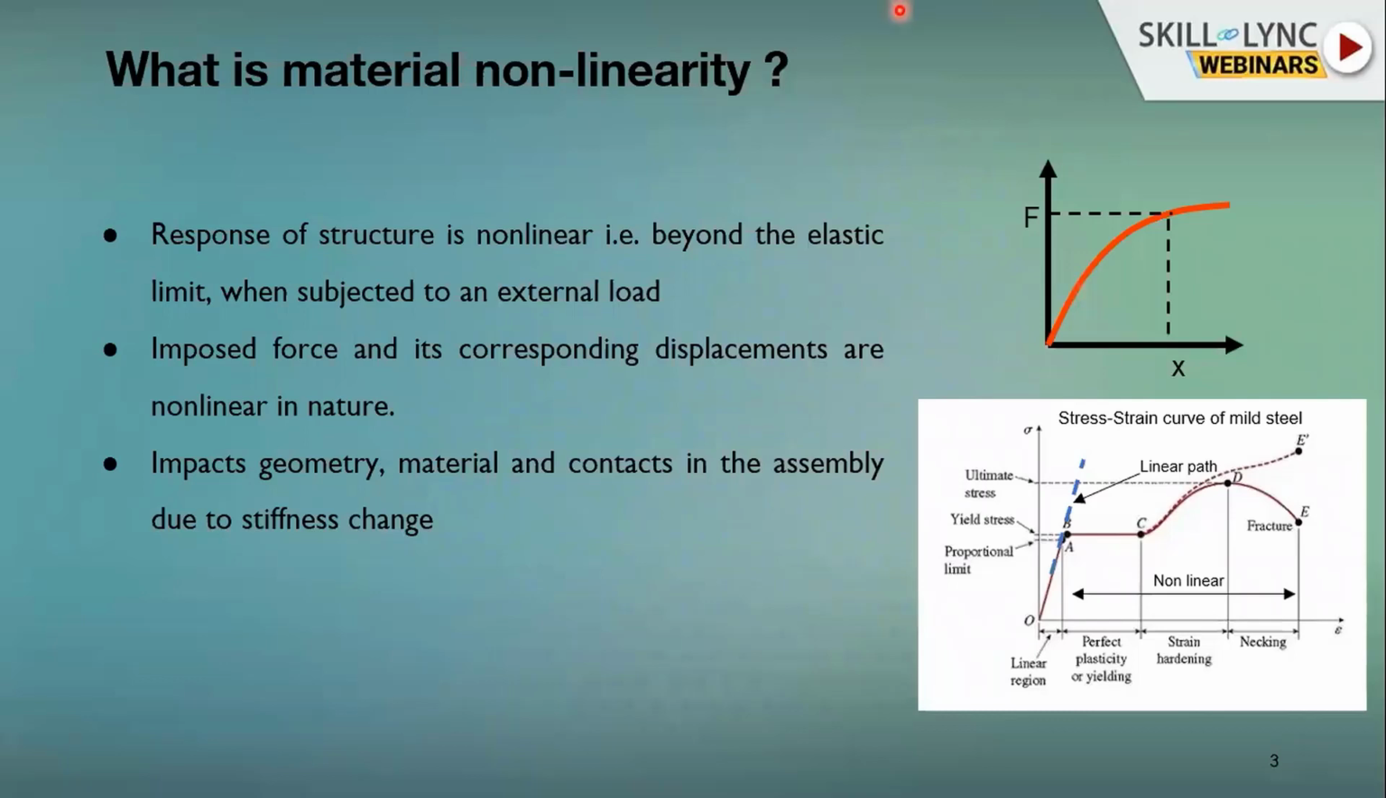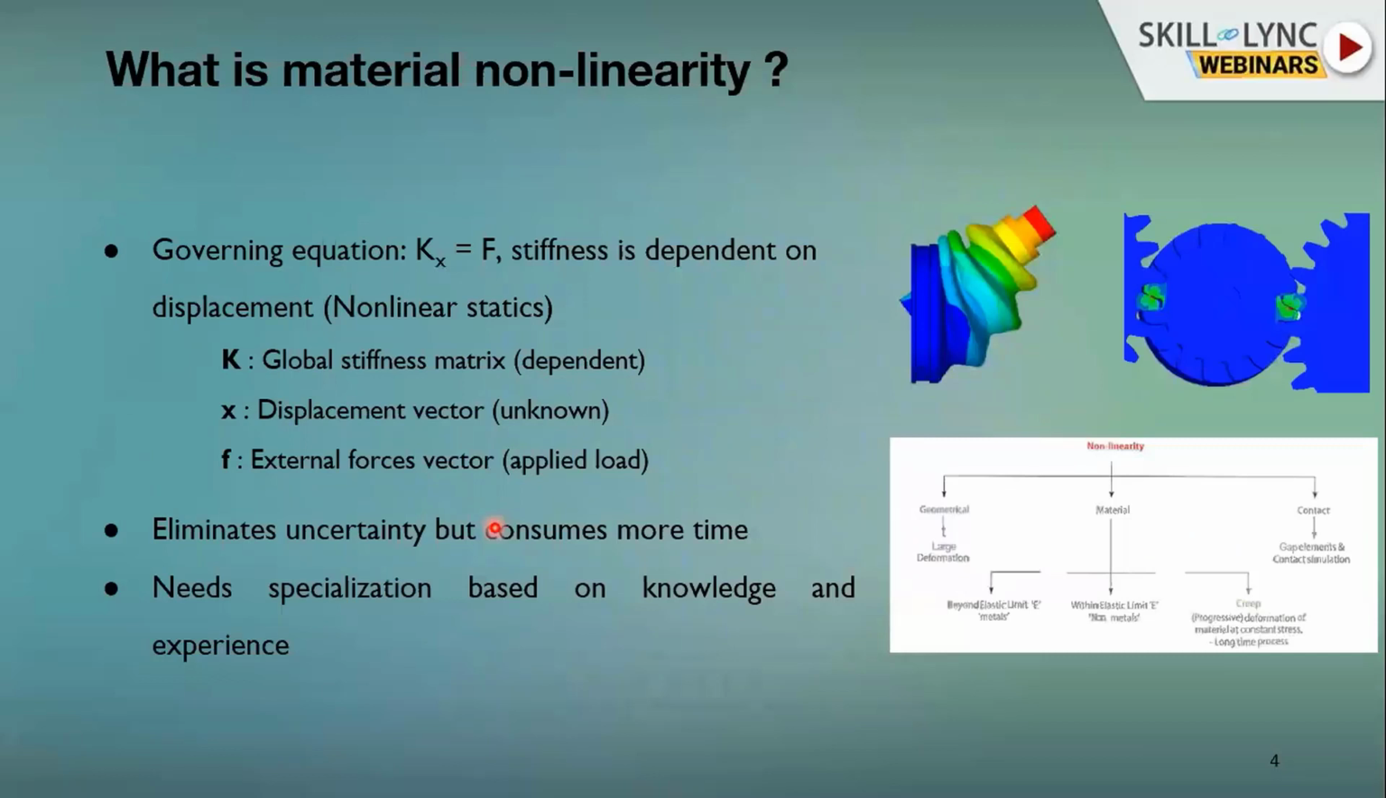Now we are going to focus a little more on the material part, which is used in the assembly due to the stiffness change. The basic governing equation is Kx equals F, which has been derived. The motivation behind deriving this is the spring load.